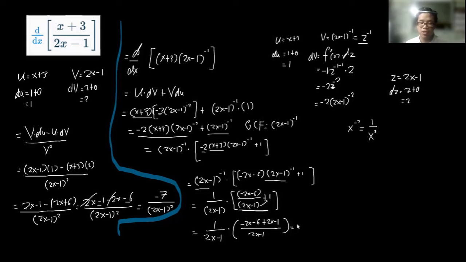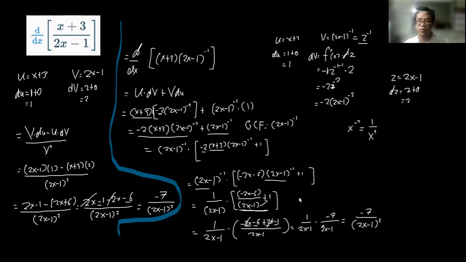That's it. Now I'll combine the similar terms. Negative 2x and positive 2x cancel out. And then the constants, negative 6 and negative 1, I'll combine them. So what I'll have is 1 over 2x minus 1 times negative 7 all over 2x minus 1. Therefore, my answer here is negative 7 over 2x minus 1, which is just the same. Oops, sorry, I forgot: squared.